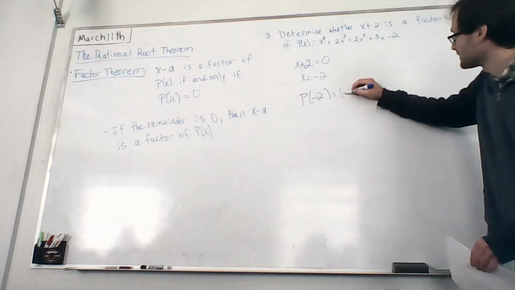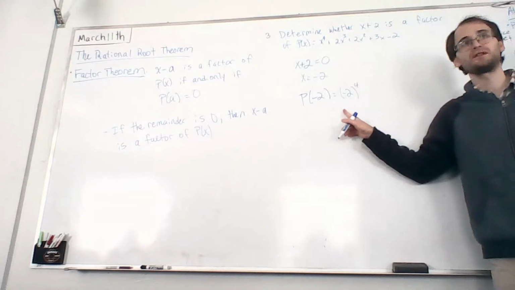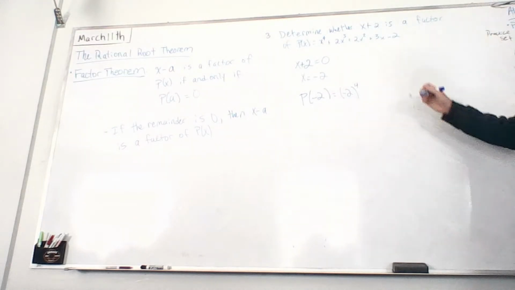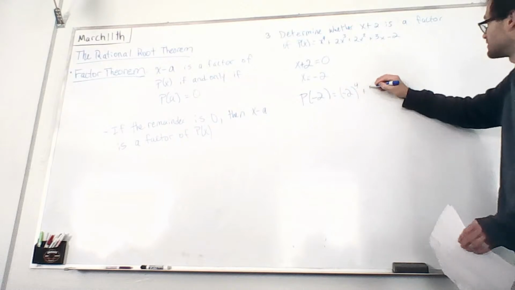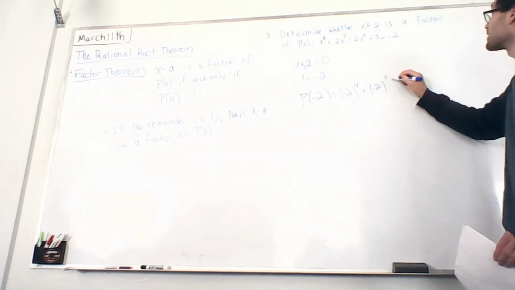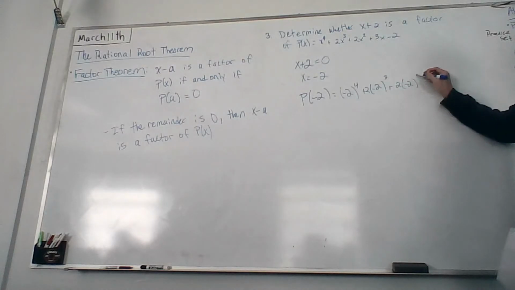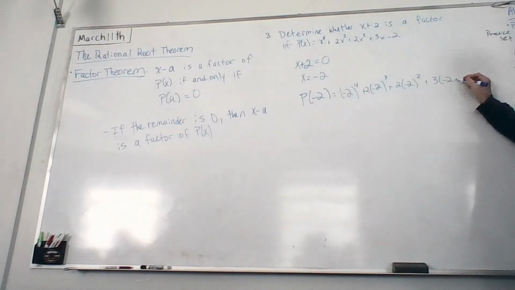All right, don't forget the parentheses. I've watched way too many great people miss this because they're not using the parentheses. Include the negative inside of it. -2 to the 3rd plus 2 times -2 squared plus 3 times -2 minus 2.